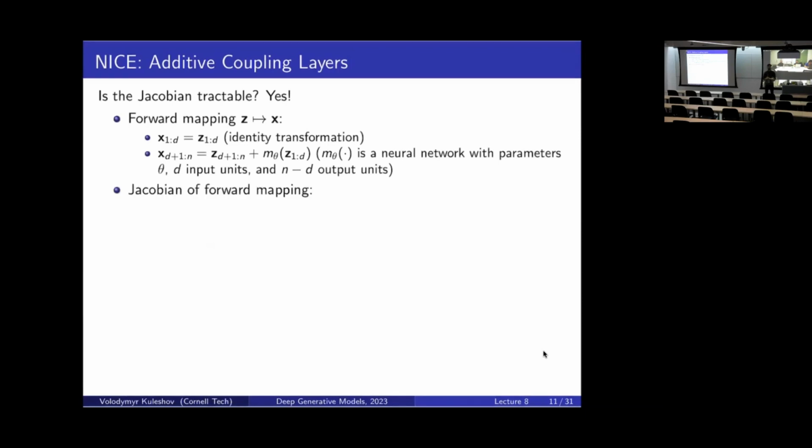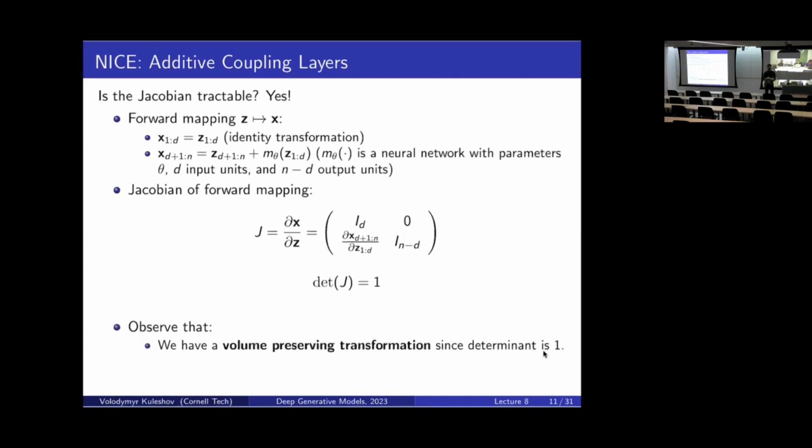Now, what is the Jacobian of this forward mapping? Well, the Jacobian has exactly this triangular structure that we're looking for. And it happens to have the identity on the diagonal. Therefore, its determinant is always going to be 1. So this is called a volume preserving transformation. Determinant is 1. So why does the Jacobian have this shape?